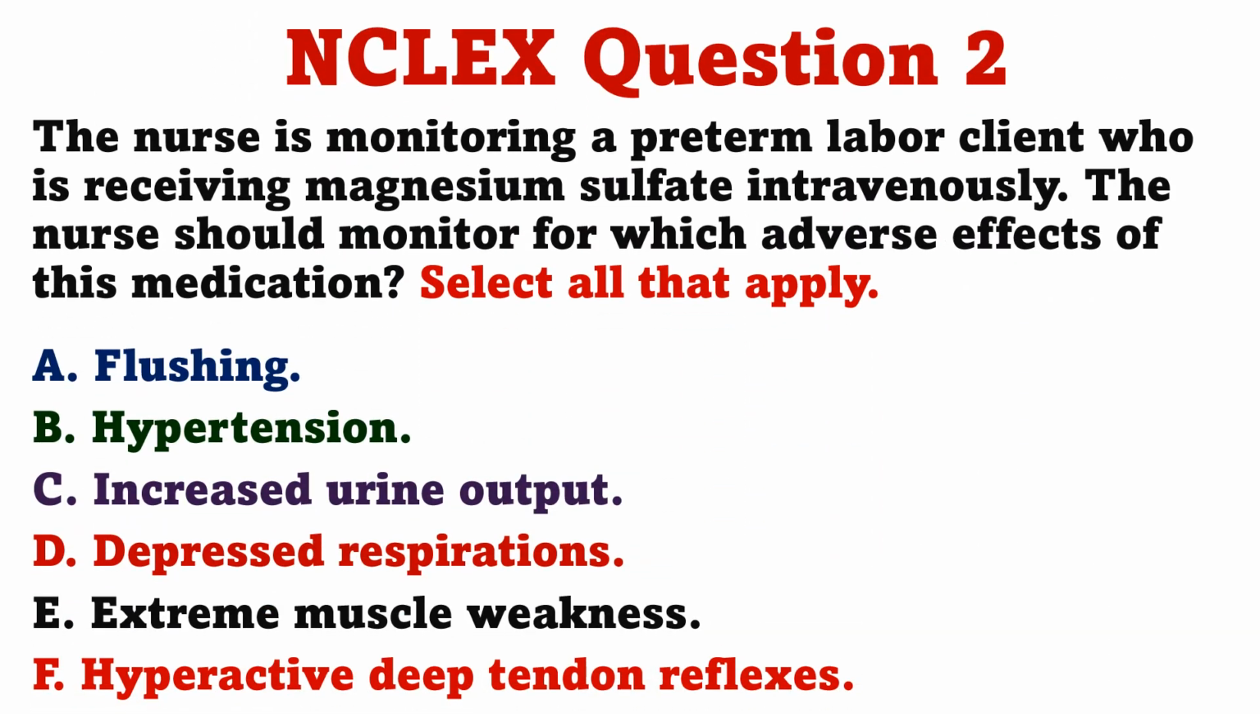Question 2. The nurse is monitoring a preterm labor client who is receiving magnesium sulfate intravenously. The nurse should monitor for which adverse effects of this medication. Select all that apply. A. Flushing. B. Hypertension. C. Increased urine output. D. Depressed respirations. E. Extreme muscle weakness. F. Hyperactive deep tendon reflexes.